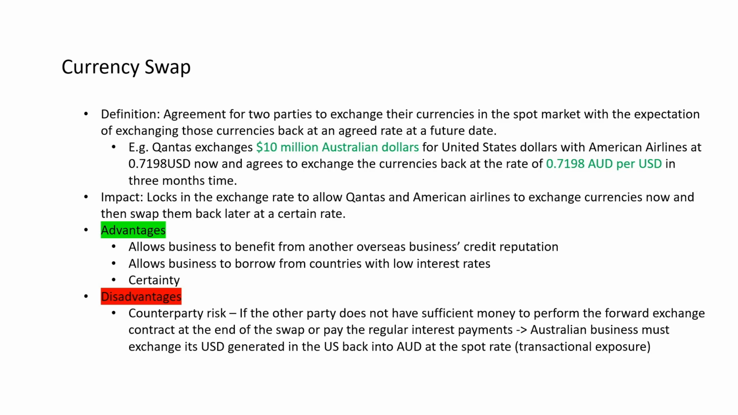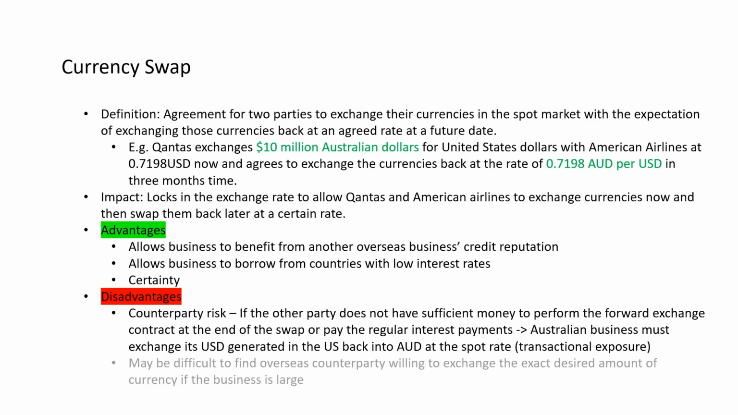Now, what happens if the United States business doesn't have sufficient money to satisfy the obligation required as part of the forward exchange contract? Well, then the Australian business must exchange its United States dollars, generated in the US as part of its US subsidiary, back into Australian dollars at the spot rate to pay off the Australian bank loan it obtained earlier. I'll explain this in a diagram in a second.